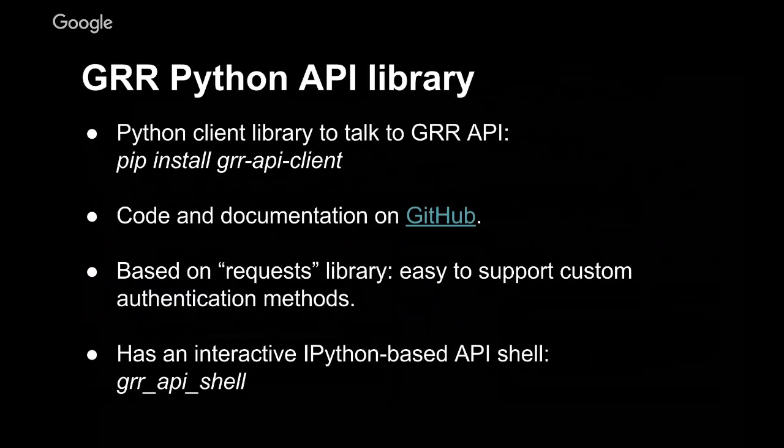And we also ship an interactive IPython-based API shell called GRR API shell. It gets installed together with the pip package, and it allows for easy experiments with the API.